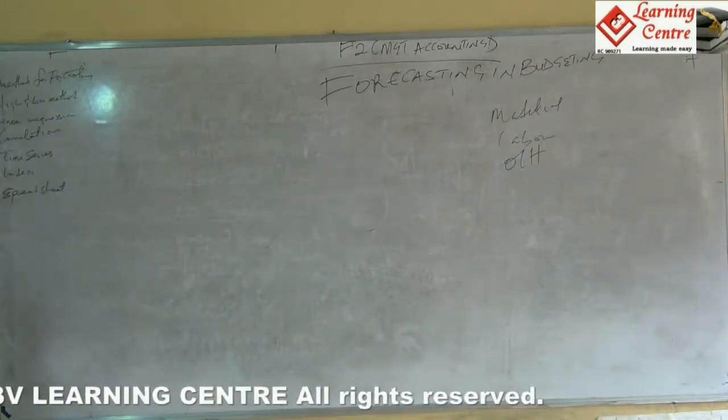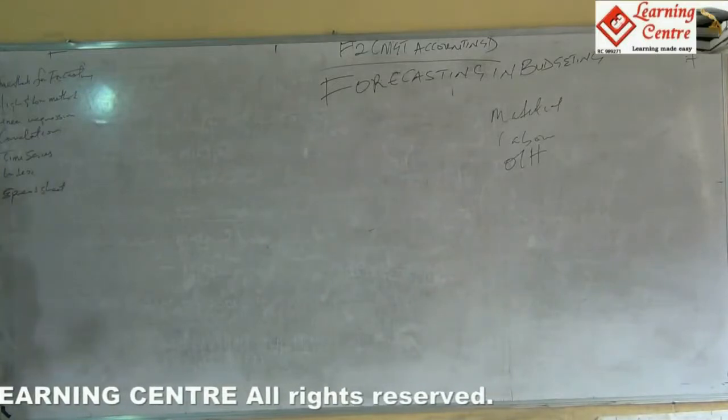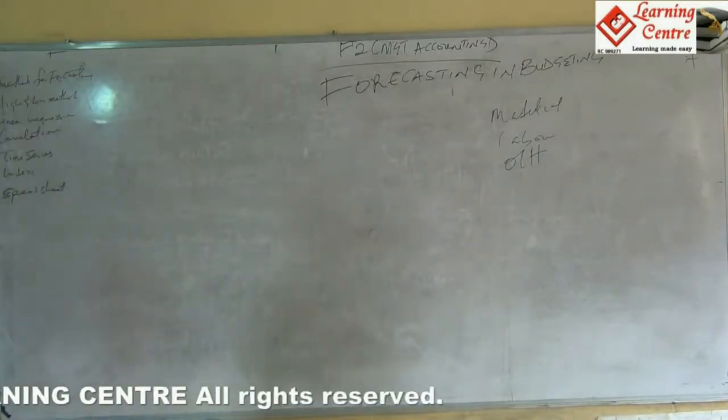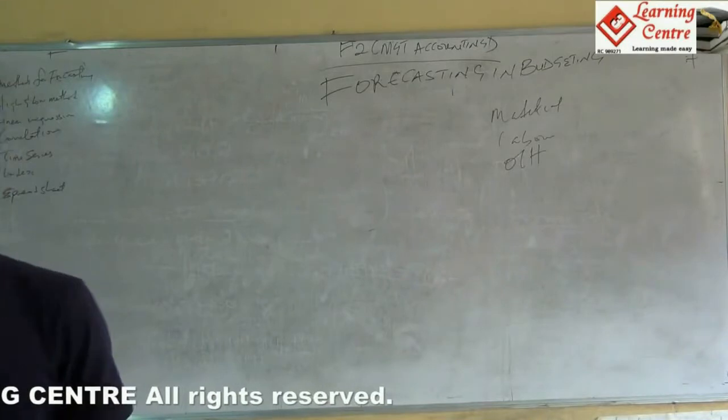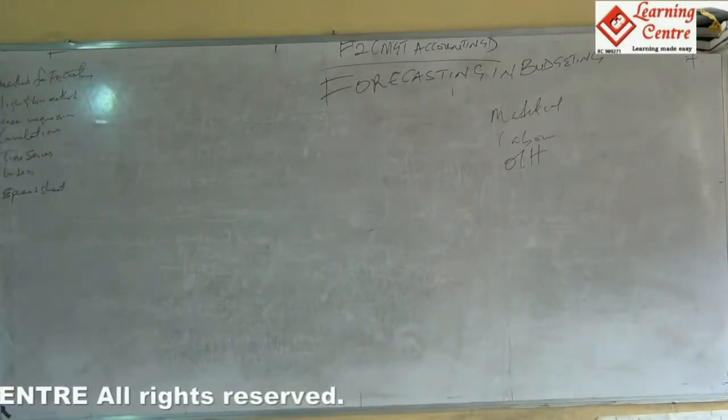Now, as it stands, what do we refer to as the high and low method? The high and low method can also be called the range method.